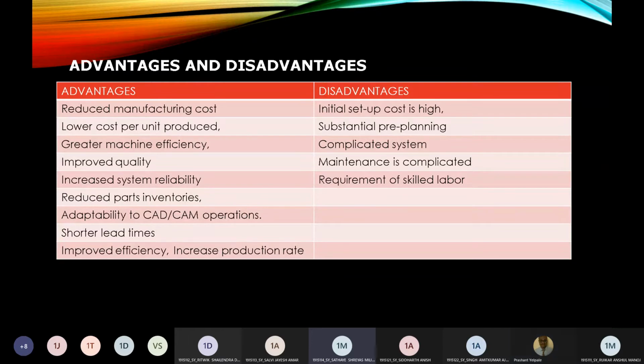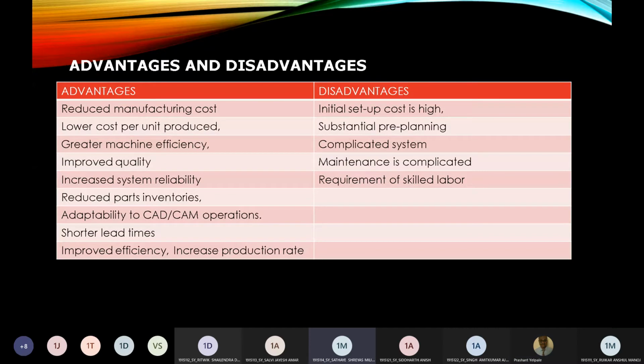In the advantages, we can see that there is reduced manufacturing cost, the machine efficiency is quite greater, and there is also improved quality as there is no interaction from humans, and human error is kept to a minimum. Adaptability to CAD CAM operations is also increased in flexible manufacturing systems. There are shorter lead times, and the overall efficiency is improved as well.